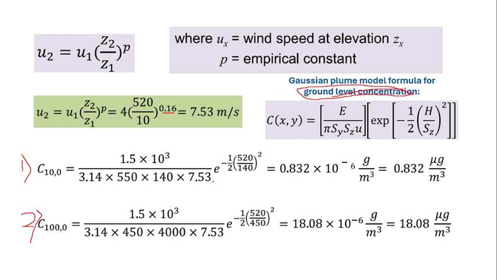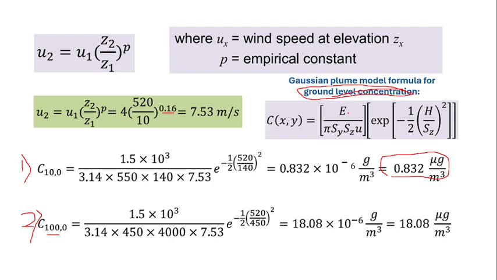So into 7.53. Next, exponential of minus half into H by sigma z. H is given as 520 meter and sigma z is 140. So if we solve this, we will obtain 0.832 microgram per meter cube. Okay. Then the second part is to solve the concentration of the SO2 at a distance of 100 kilometer.